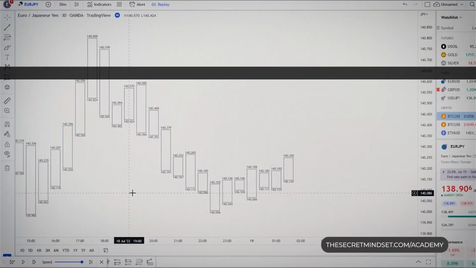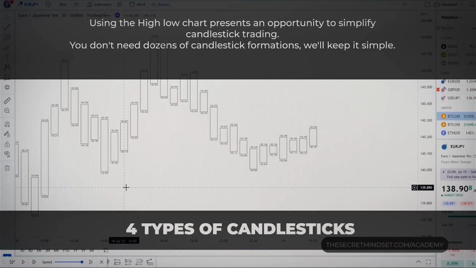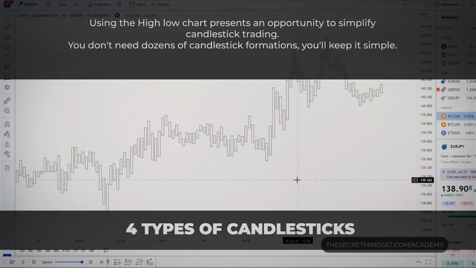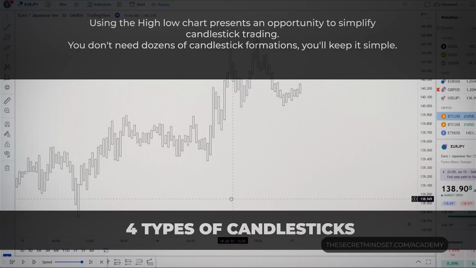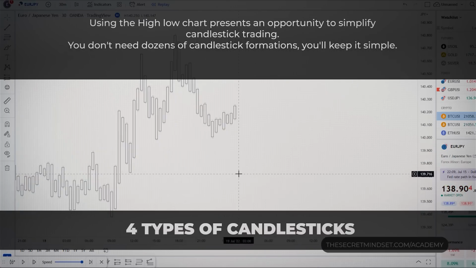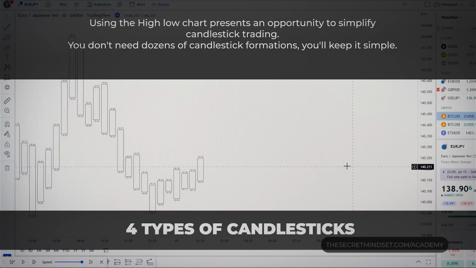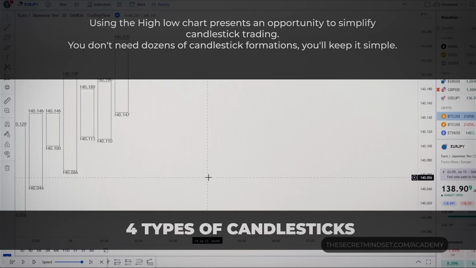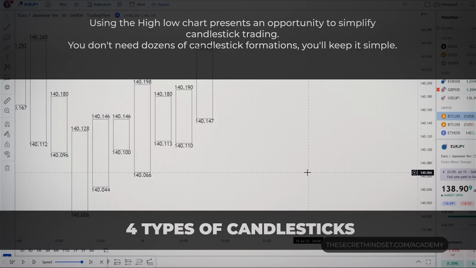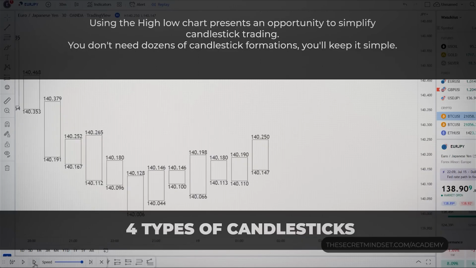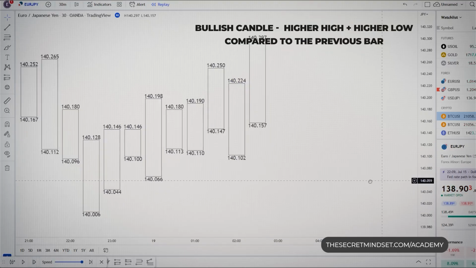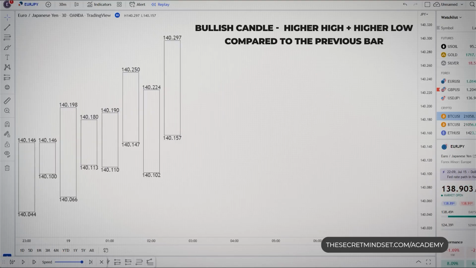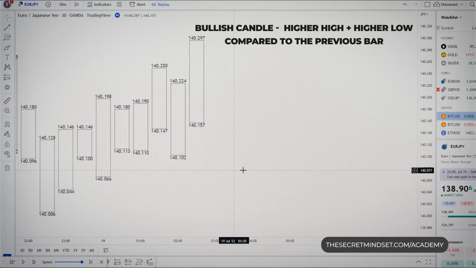Now, using the high-low chart presents an opportunity to simplify candlestick trading. If you are that type of trader that memorized dozens of candlestick formations, you're in luck, because you don't have to overcomplicate things. With this type of chart, there are only 4 candlestick formations. First candlestick formation is the bullish candle. A bullish candle has a higher high and a higher low compared to the previous bar.